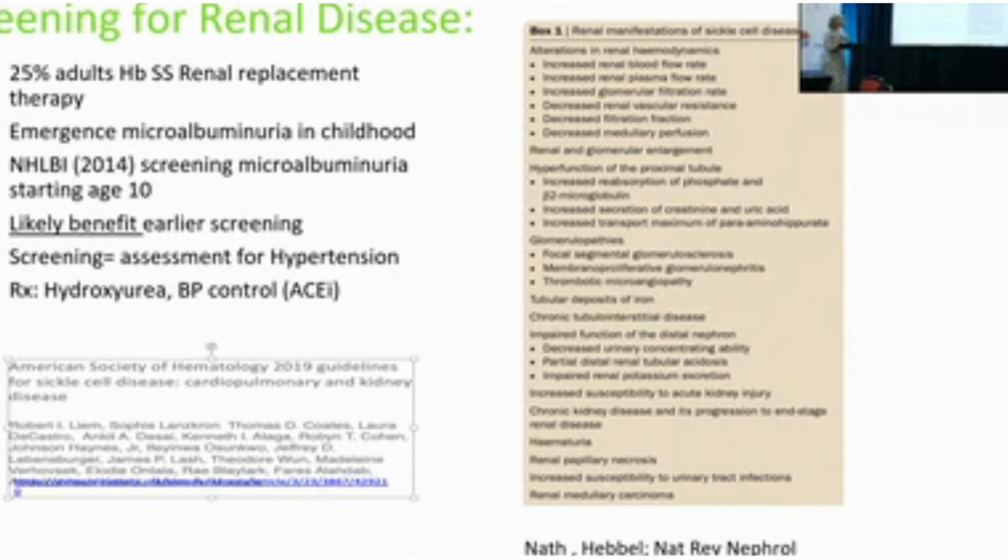But in fact, there's probably evidence that we should start screening a little bit younger than that, and that's because we do think that starting hydroxyurea early is helpful. Remember I said you need to have an intervention if you find a positive. If we get a positive, then we can do something, and that's to talk to our patients about starting hydroxyurea, but also managing their blood pressure is important.